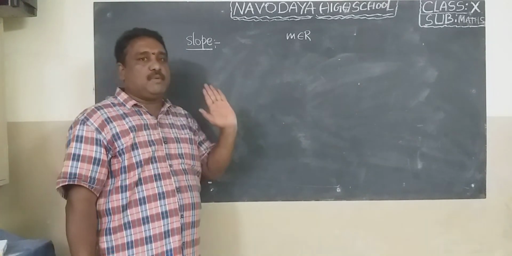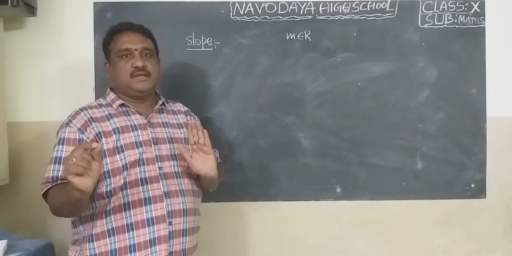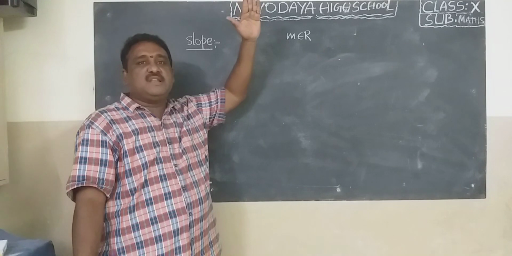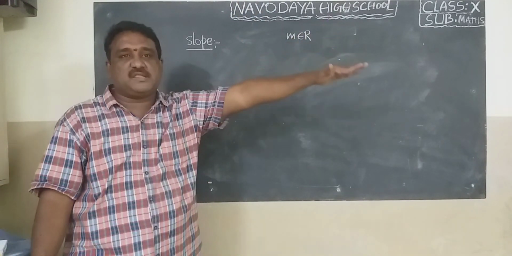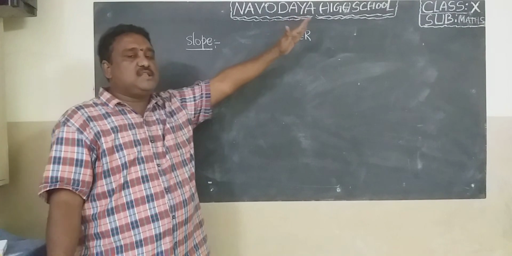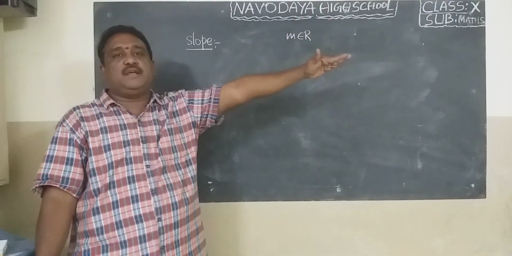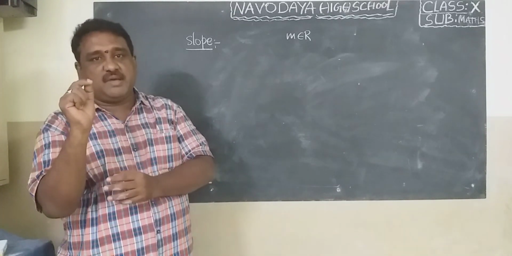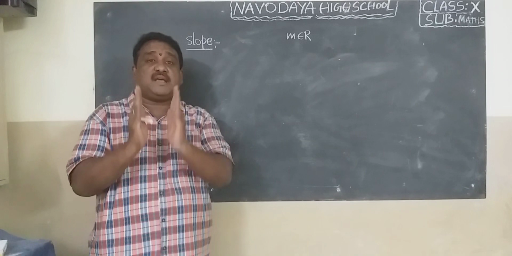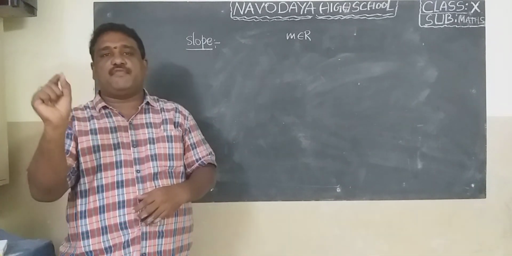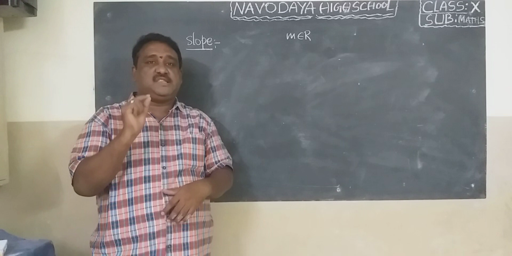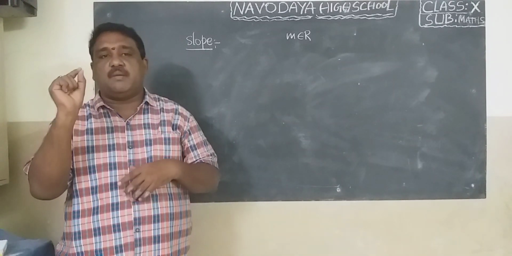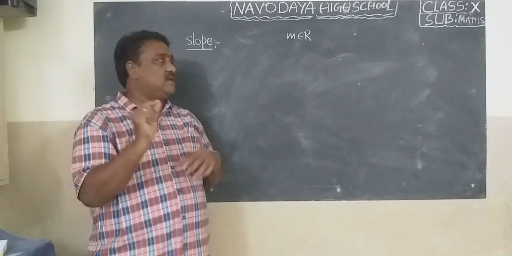There we discussed two different types of lines, different forms of lines, because some lines pass through the origin, some lines do not pass through the origin. Lines which pass through the origin are in the form of y equal to mx. The lines which do not pass through the origin are in the form of y equal to mx plus c. y equal to mx is known as the slope form of a line. y equal to mx plus c, not passing through the origin, is known as the slope intercept form of a line. That is what we discussed about slope.